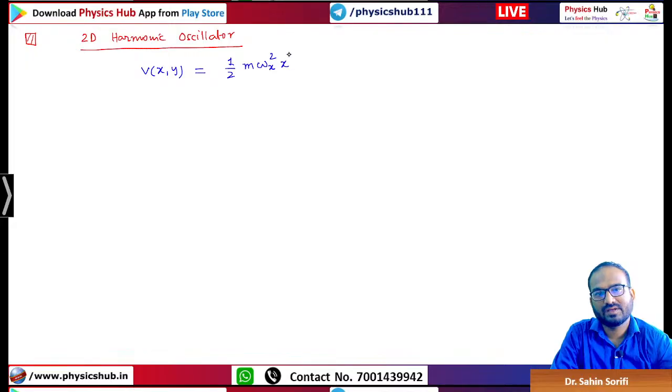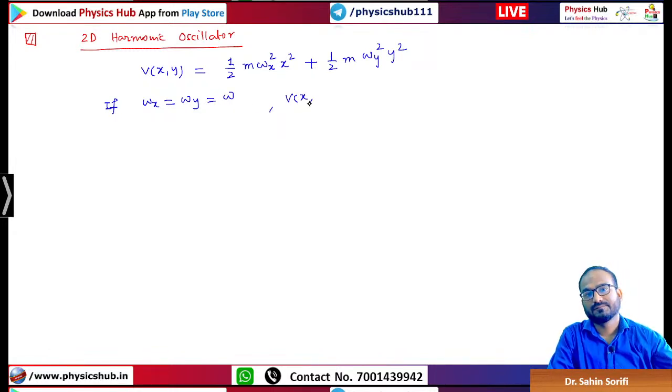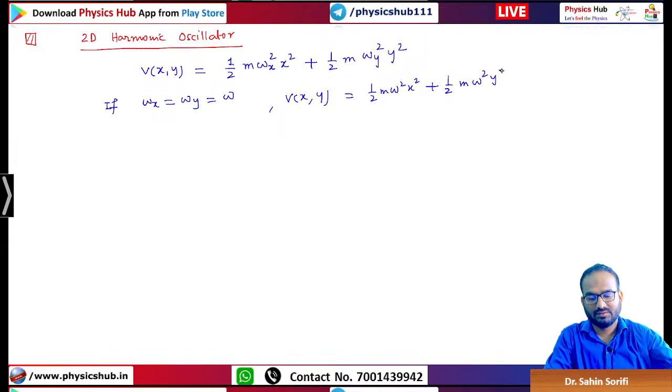What we need to know: the 2D harmonic oscillator potential is expressed in this way, half m omega x squared plus half m omega y squared. This is the most generalized one. Now we are just considering that omega x is equal to omega y. If omega x and omega y are not equal, then you know what you have to do. If omega x equals omega y equals omega, V of x,y is equal to half m omega squared x squared plus half m omega squared y squared.